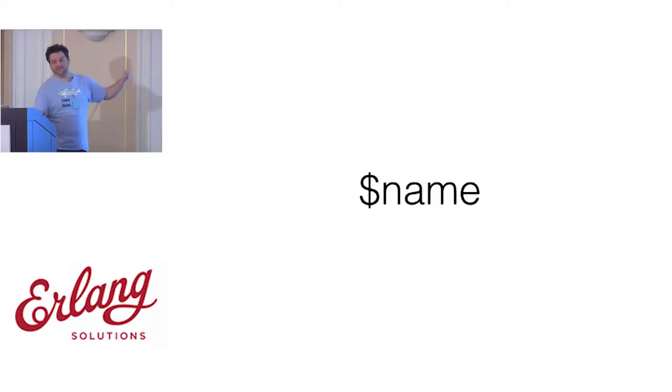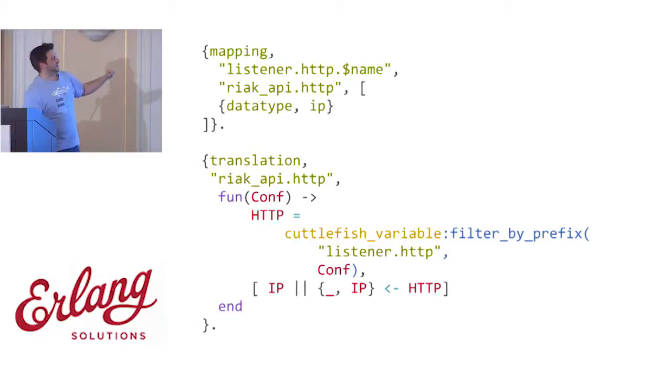It gets more complicated, of course. We've got this idea of a name. And what a name does is we like to find lists and maps of things and say, like, oh, this $name can be anything. So listener.http.$name, you can have as many of them as you want in React. So how do we handle that?